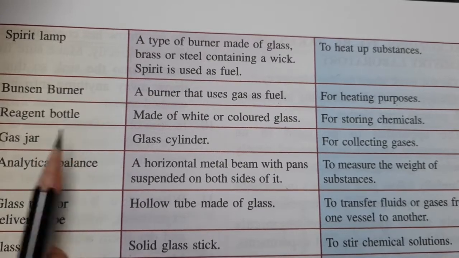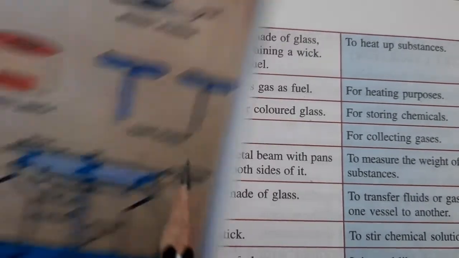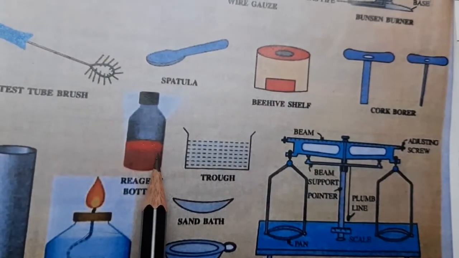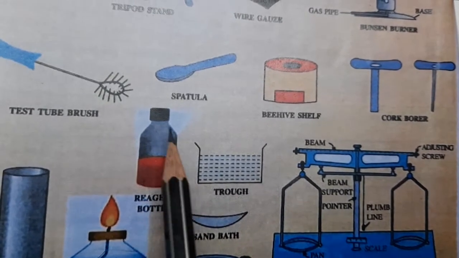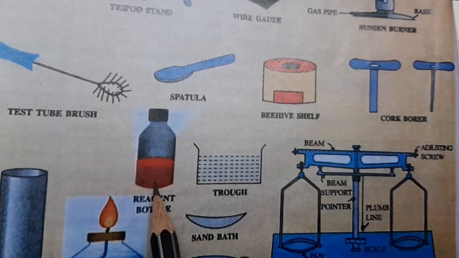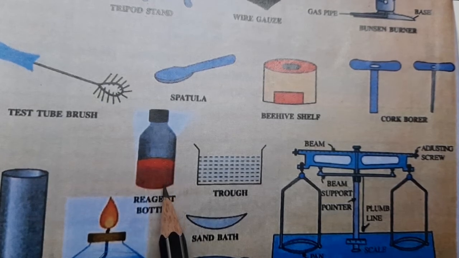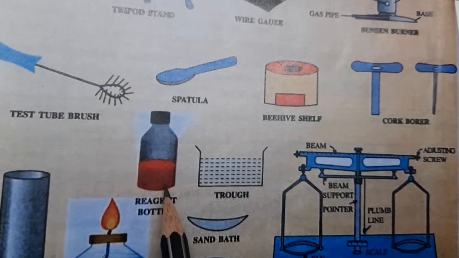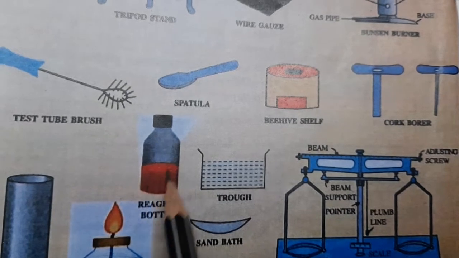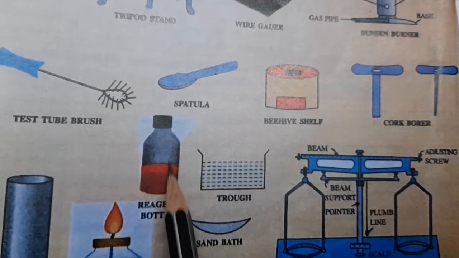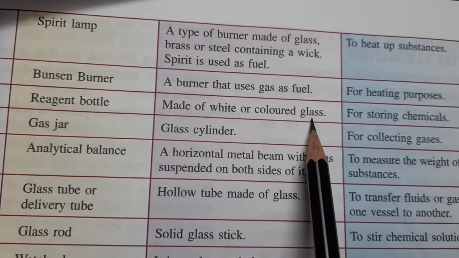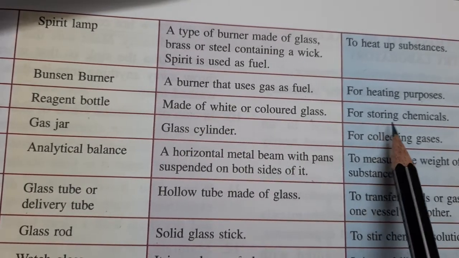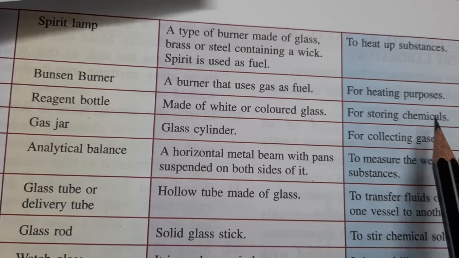Next is the reagent bottle. I have already explained about this many times. The reagent bottle is a transparent glass bottle, and chemicals known as reagents are filled in it and put on the reagent shelf. So the reagent bottle is made of white or colorless glass, and it is used for storing chemicals.